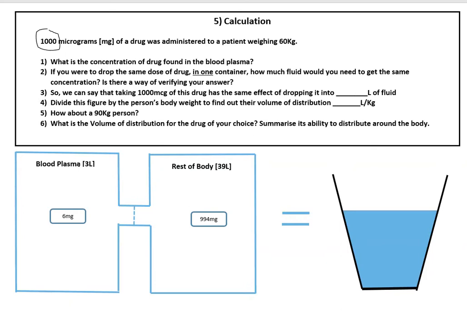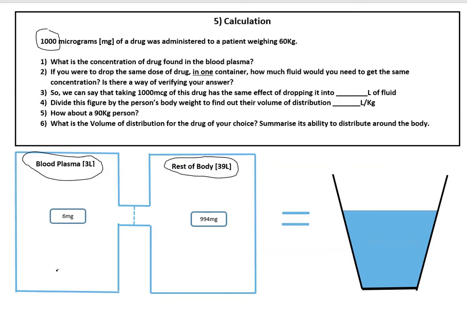milligrams of drug. You can see that the blood plasma is made of 3 liters of, let's say, water. The rest of the body, therefore, has 39 liters, which makes up the 42 liters on average of an adult male, for example. Now, everybody's different, but we're going to use that as a standard figure. So when we give 1,000 milligrams to this person, 6 milligrams of the drug stays in the plasma, and 994 milligrams of the drug goes into the rest of the body.